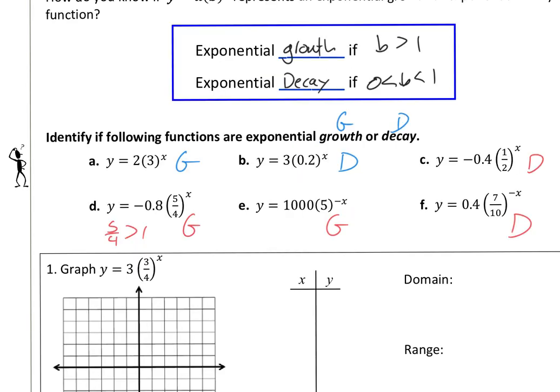Okay, there you go. There's your answers. This one might have been tricky because you might have seen a fraction and thought, oh, it's a fraction, it counts as decay, but really 5/4 is bigger than 1, so that's really growth.